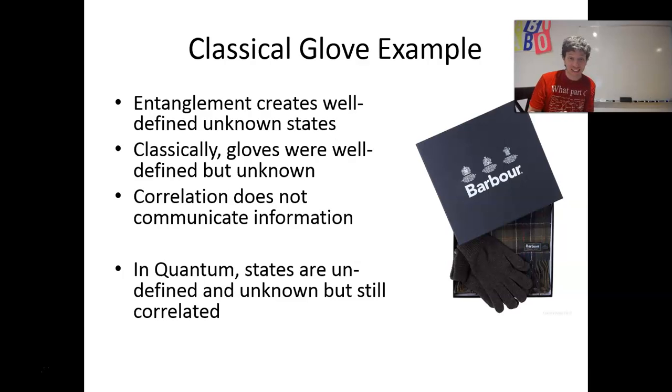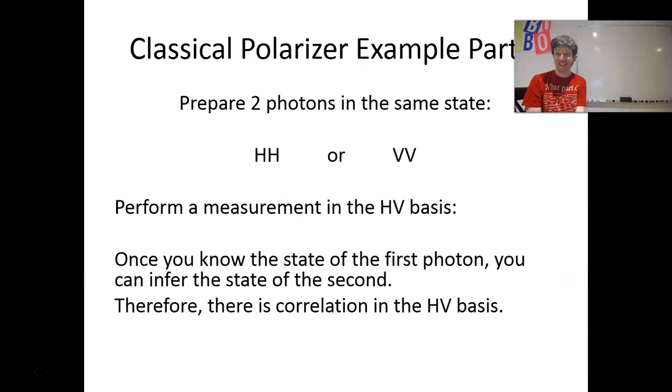So classically, in this example, the gloves are well defined. What do I mean they're well defined? I mean, I said we had two gloves, one's right-handed, one's left-handed. But they were unknown. You didn't know which one was in which box. So that's a classical correlation. But in quantum correlation, not only are the states unknown, but they're also undefined. So what do I mean by that? Let's go out of the glove example and let's move into polarization.